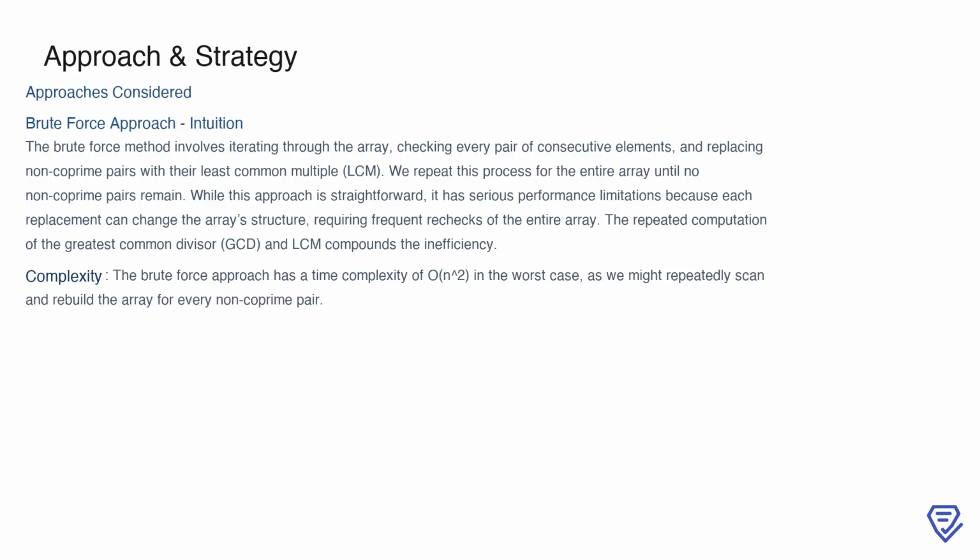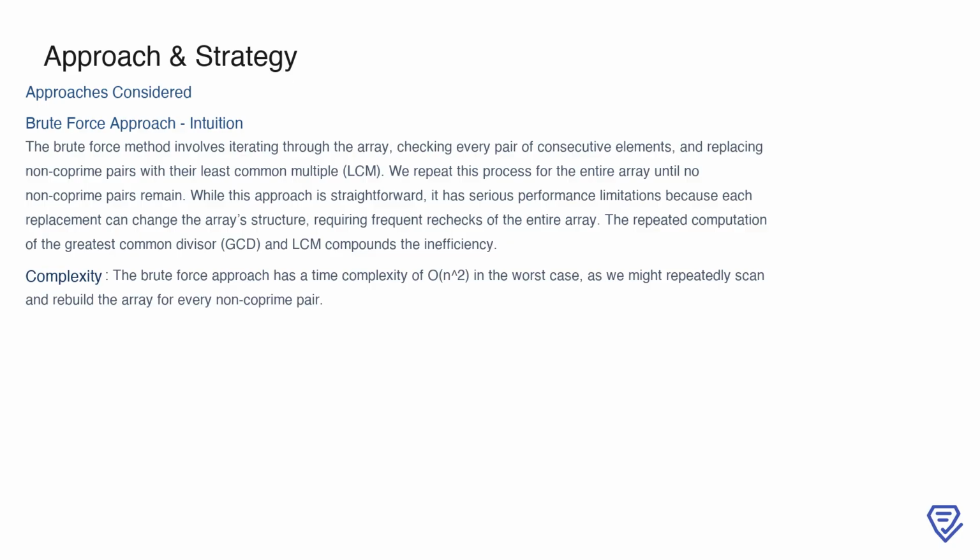This process is repeated for the entire array until no non-Coprime pairs remain. While this method is simple and easy to understand, it comes with significant performance drawbacks. Every time we replace a pair, the structure of the array changes, meaning we have to frequently recheck the entire array for new non-Coprime pairs.